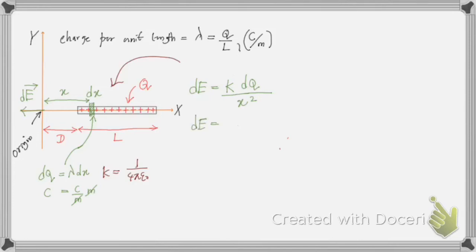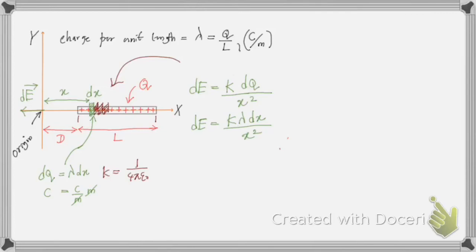So dE is k lambda dx divided by x squared. Now this is the contribution from one segment. So we have to divide this rod into small segments of equal length, and the length of one segment is dx. So this is my next segment, this is the next segment, and this is the next segment, so that I'm going to divide the whole length of this rod into small segments and find the electric field due to each segment and add all of them together, because all of them are along the negative x direction, to get the resultant electric field.